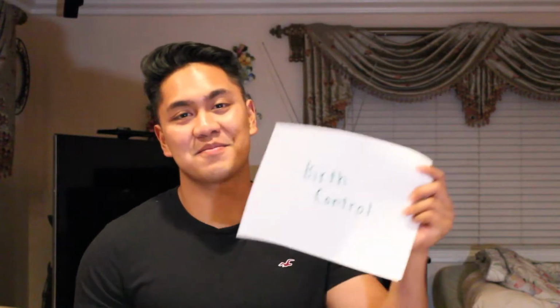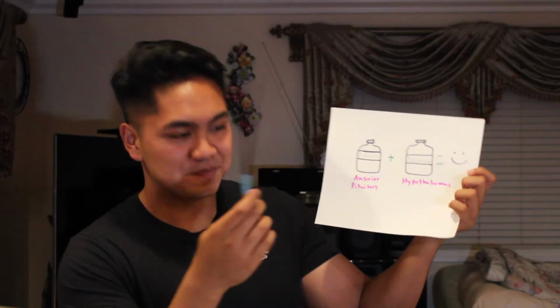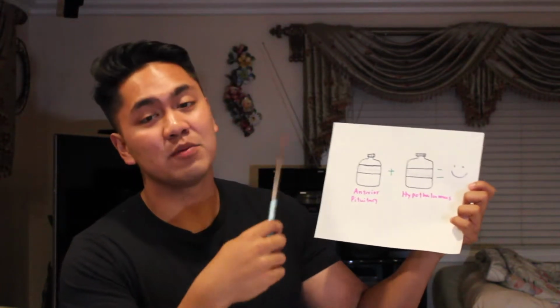Now we're going to move on to the last thing I want to talk about. We're going to be talking about birth control. The thing about birth control is it is done through two different methods. You can either take estrogen pills or progesterone pills. So I'll explain what both do.